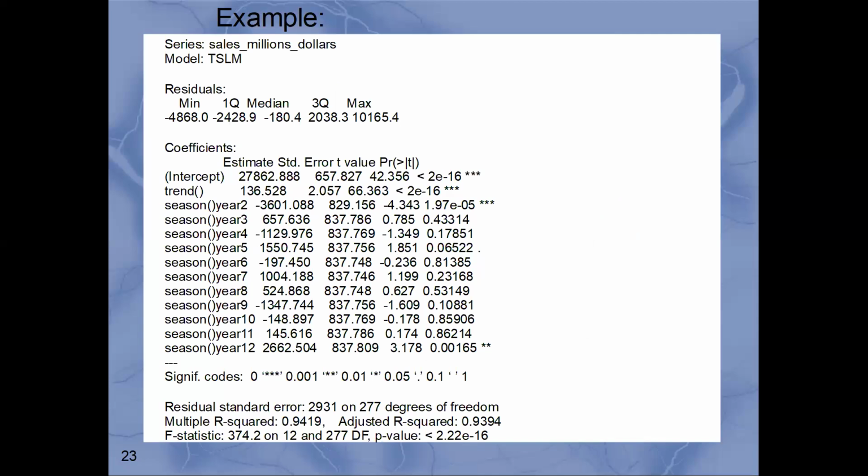So in this case, we can go ahead and find out what the trend is and the intercept, and then go find the beta values for year 2 through year 12.